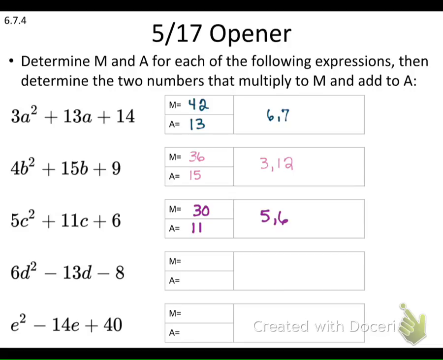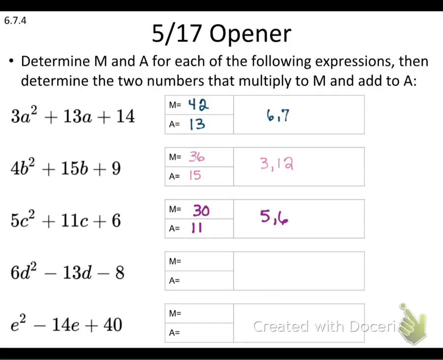So the last two are going to be a little bit more difficult because we have negatives we have to worry about. So when we go to multiply, we have to pay attention to our negatives. When we go to get our A, we have to pay attention to the negative. So for the M, on my fourth problem here, what's my M going to be? And my A is 13. And what kind of 13 is that going to be?